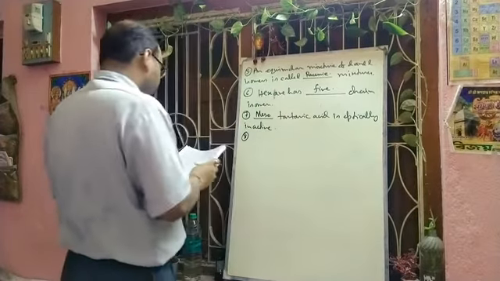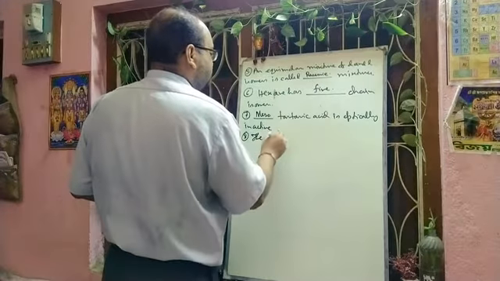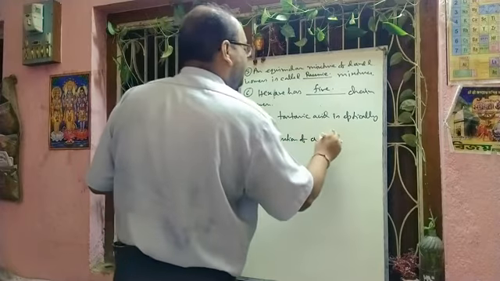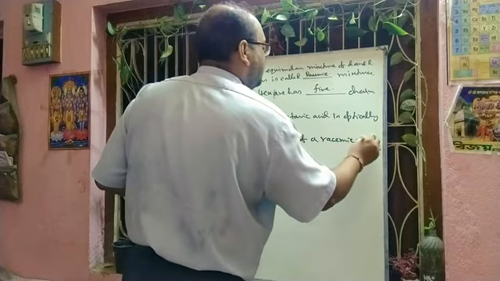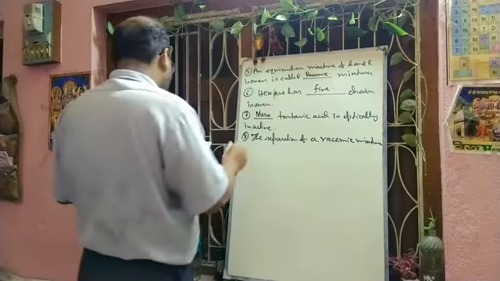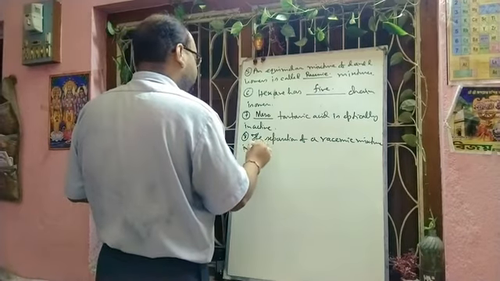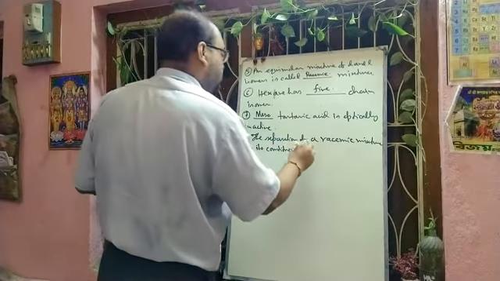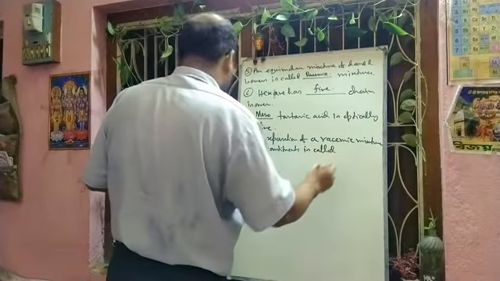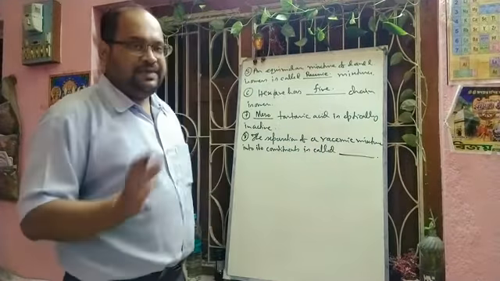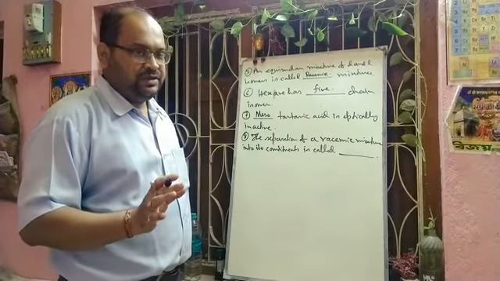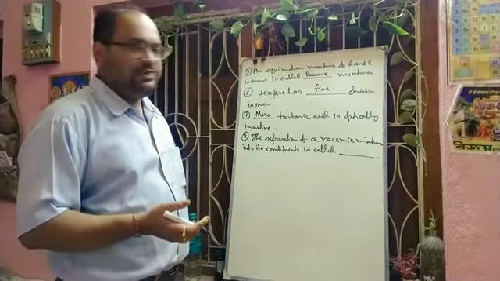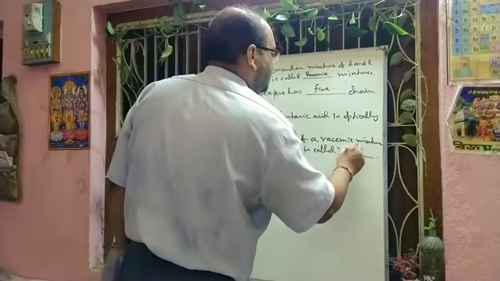Next question, the separation of a racemic mixture into its constituents is called dash. Definitely the separation is very difficult. It's not a normal process like crystallization or distillation. So this process is called resolution. Resolution.